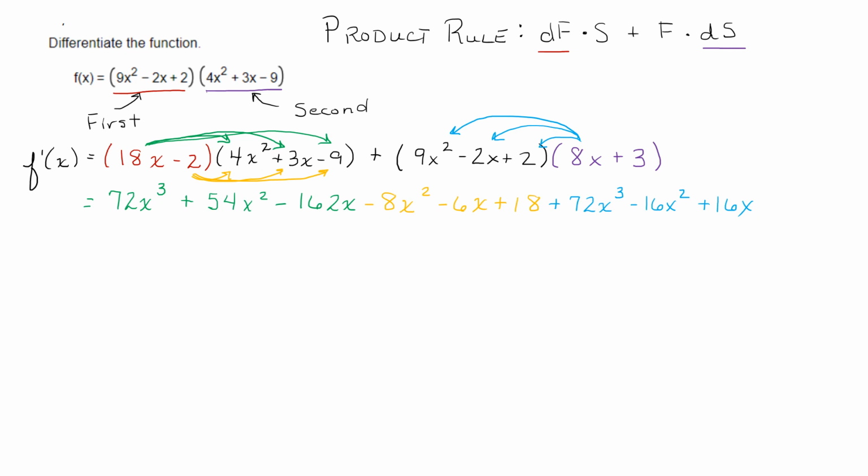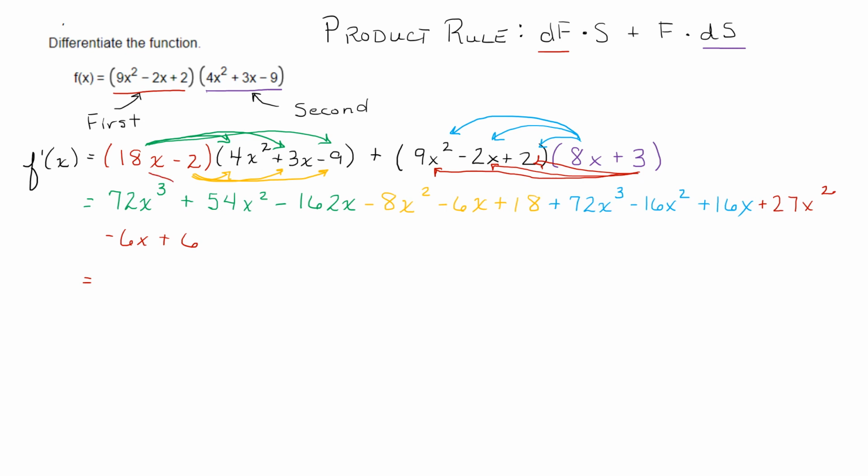And then finally, we've got the 3 to distribute. So 3 times 9x squared is plus 27x squared. Unfortunately, I'm going to run out of room. 3 times negative 2x is negative 6x. And finally, 3 times 2 is plus 6. So now we have done the distribution, so it's all about combining like terms.